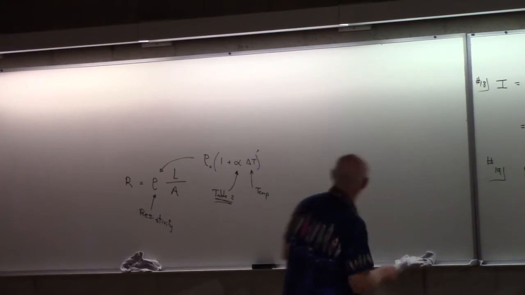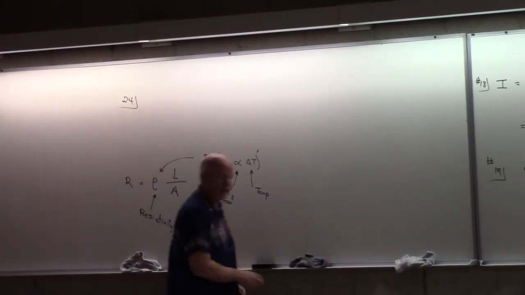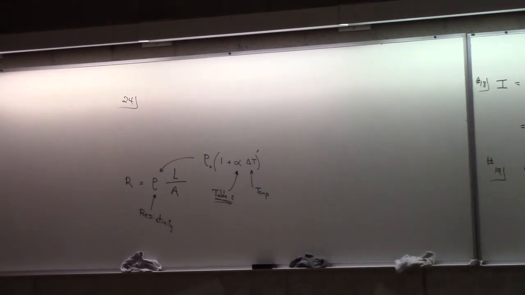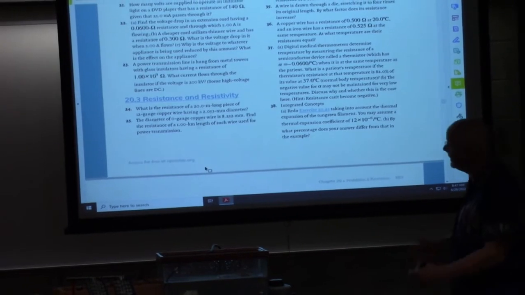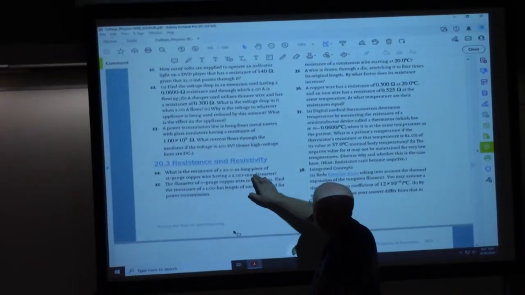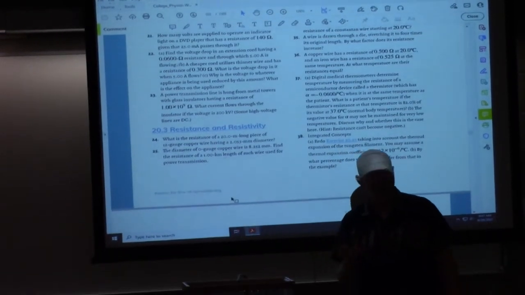And this is where I thought number 24 and 25 would be useful to look at. And so number 24 says, what does 24 say? It says, what is the resistance of a 20 meter long piece of 12 gauge, let me pause right there.